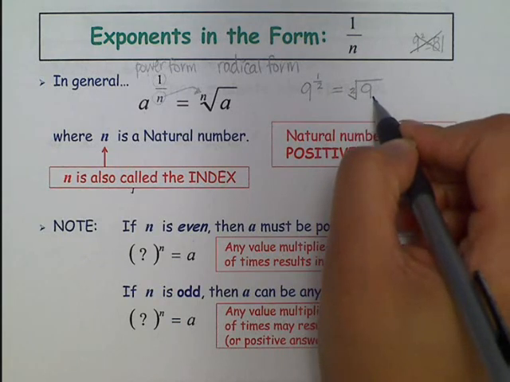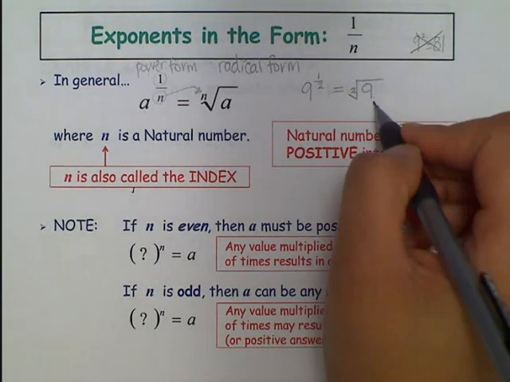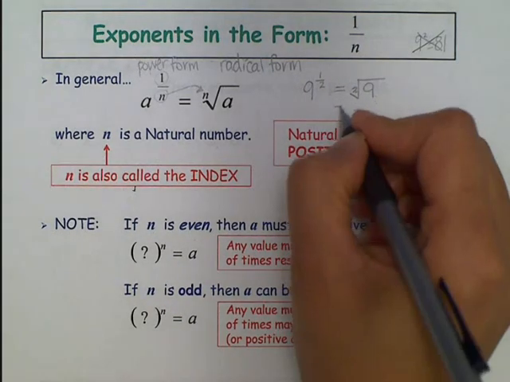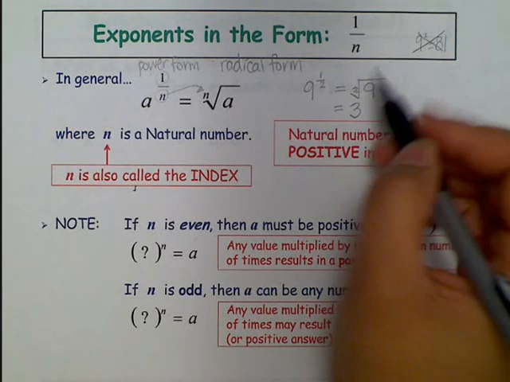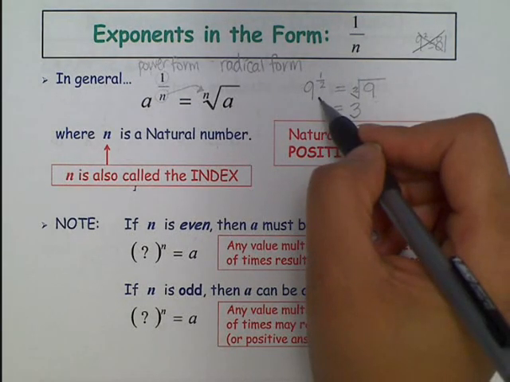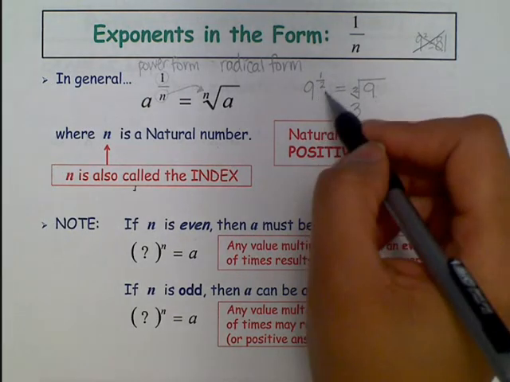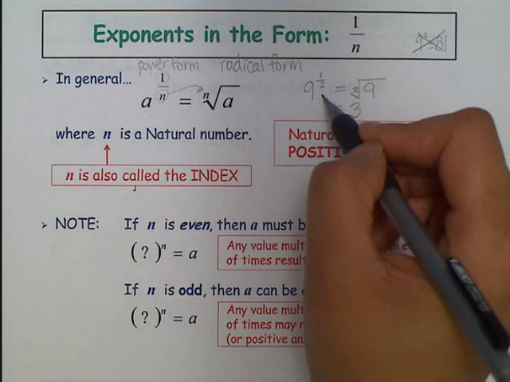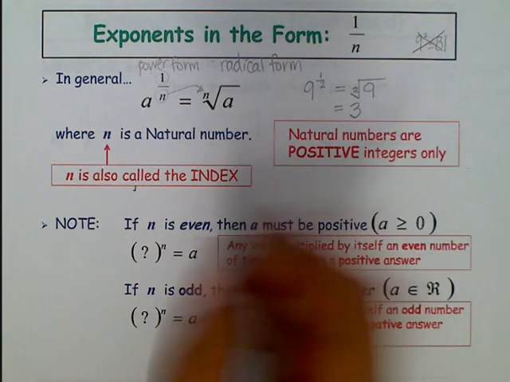Or in other words, I'm looking for some number where if I multiply it by itself will give me an answer of 9. So we all know what that is. The answer in this case is 3. And if you're unsure, you can always evaluate 9 to the exponent 1/2 on your calculator. But what you will be asked on your assessments is to rewrite the power form into radical form and then evaluate it from there.